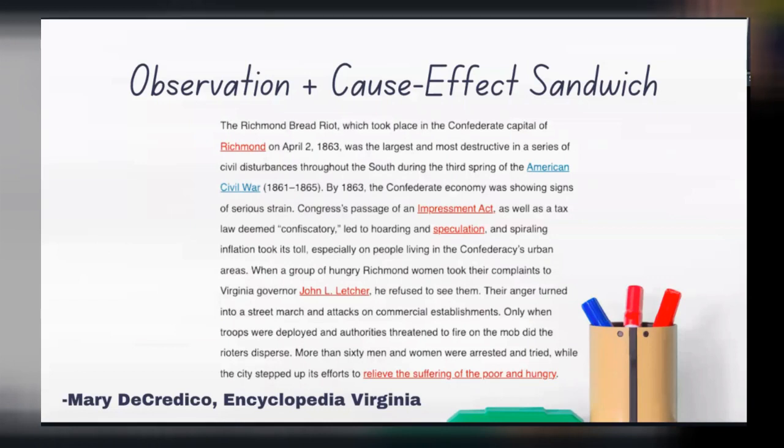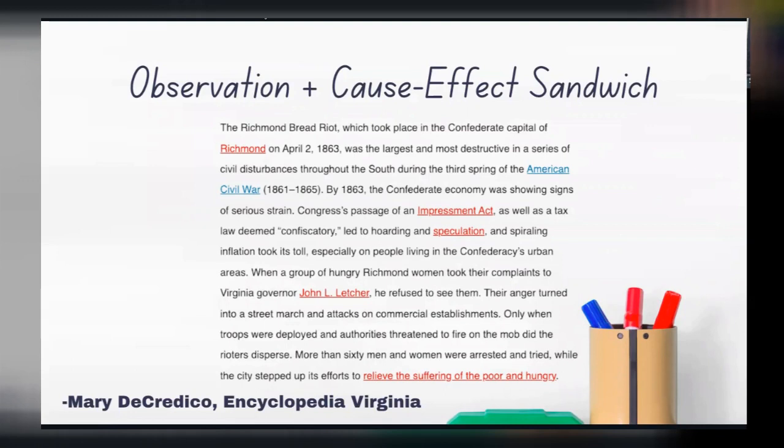So let's look at how Mary Dedcrescio does this for her entry on the Richmond Bread Riot for Encyclopedia Virginia. The Richmond Bread Riot, which took place in the Confederate capital of Richmond on April 2nd, 1863, was the largest and most destructive in a series of civil disturbances throughout the South during the third spring of the American Civil War, 1861 to 1865.